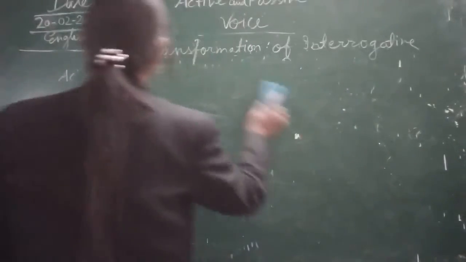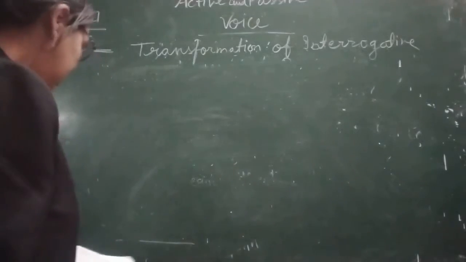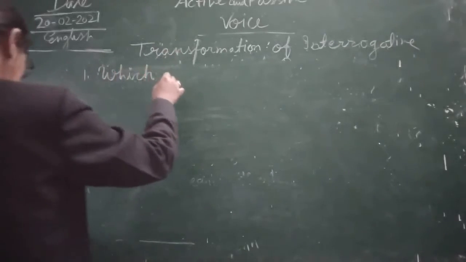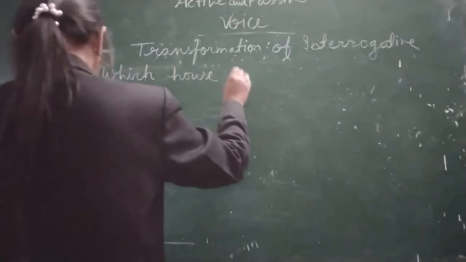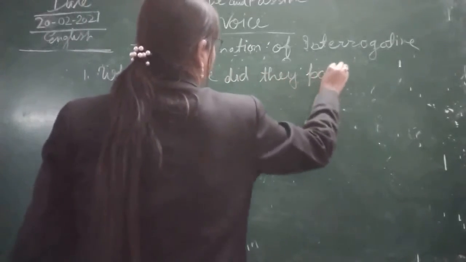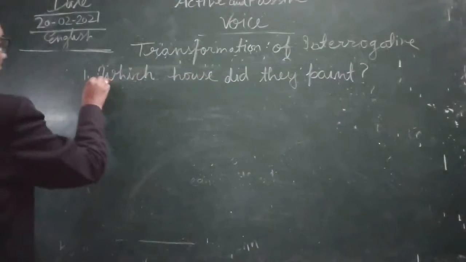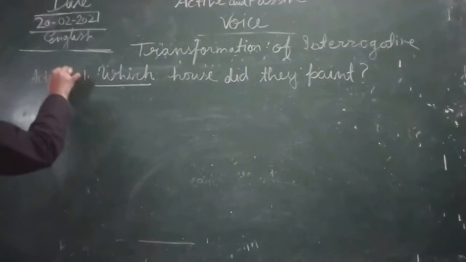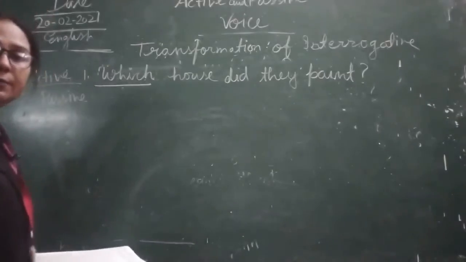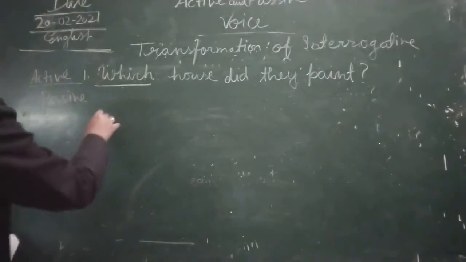We will learn to solve the exercises in this form if the sentence is started with WH words. So here, first is, which house did they paint? Okay, now here children, you can see it is written which. This is active voice. So how we will change in passive voice, children? Simple, only and only because we have discussed that which will remain same, we will retain this word in the passive voice also. Then what we will do?